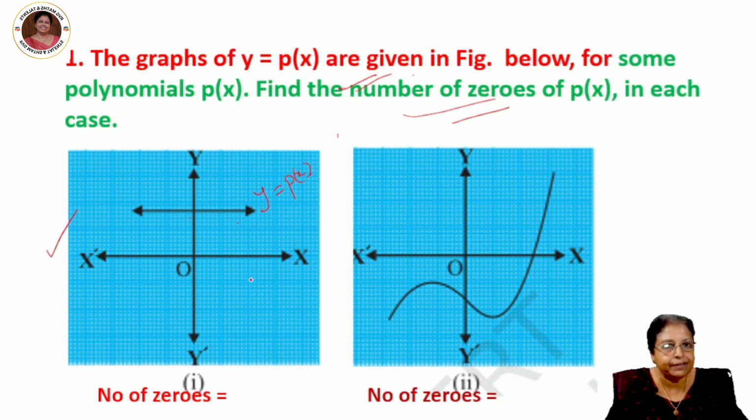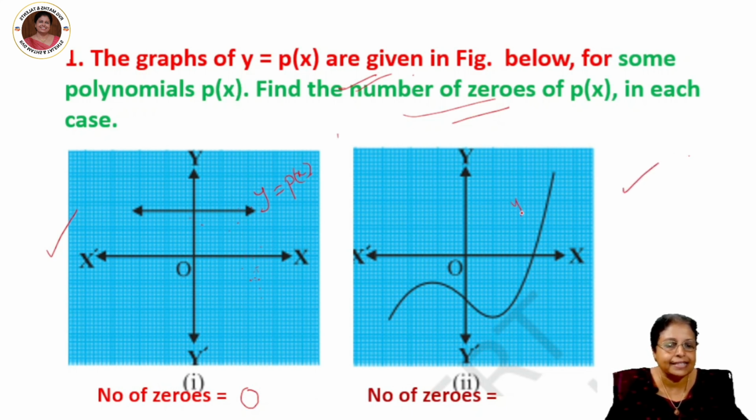Is it intersecting with the x-axis? No. What have we studied? The zeros of a polynomial are the x-coordinates of the points of intersection of the graph with the x-axis. So here there is no intersecting point. That means there are no zeros here. So what is the number of zeros here? That is 0. Okay.